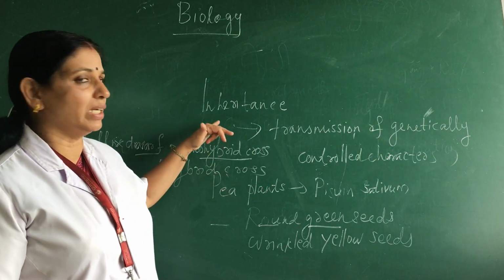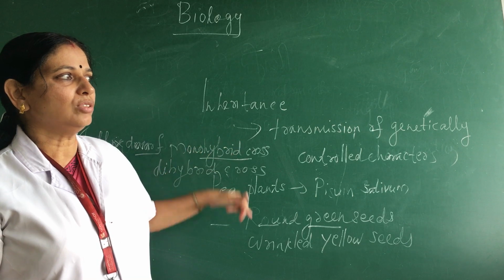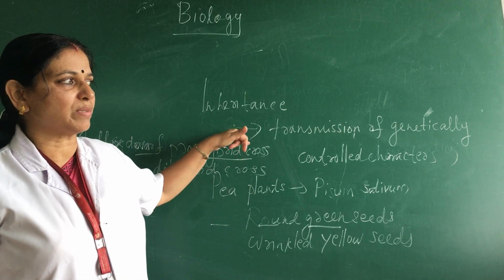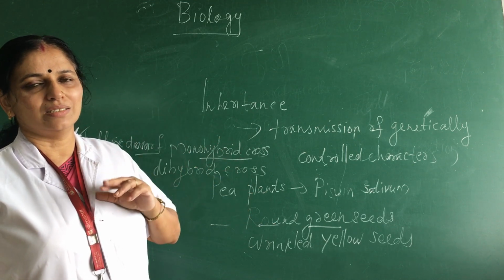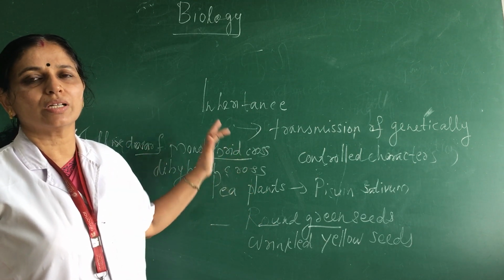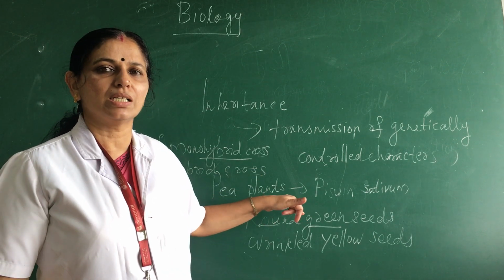And what do you mean by first filial generation and second filial generation? How is a trait expressed? It is expressed by using letters. How many letters are used? Only two letters. A pair of letters is used for expressing a trait or characteristic. Students, I hope you understand very well.